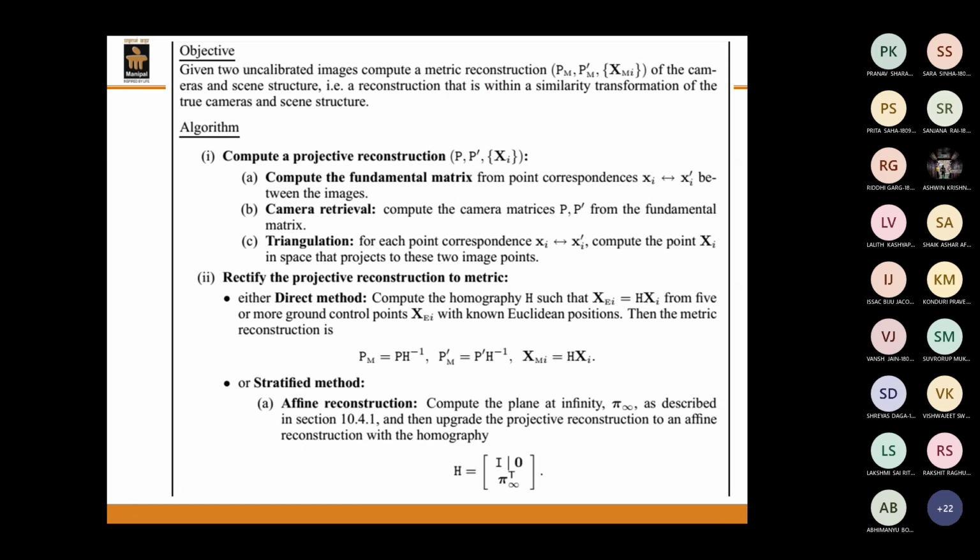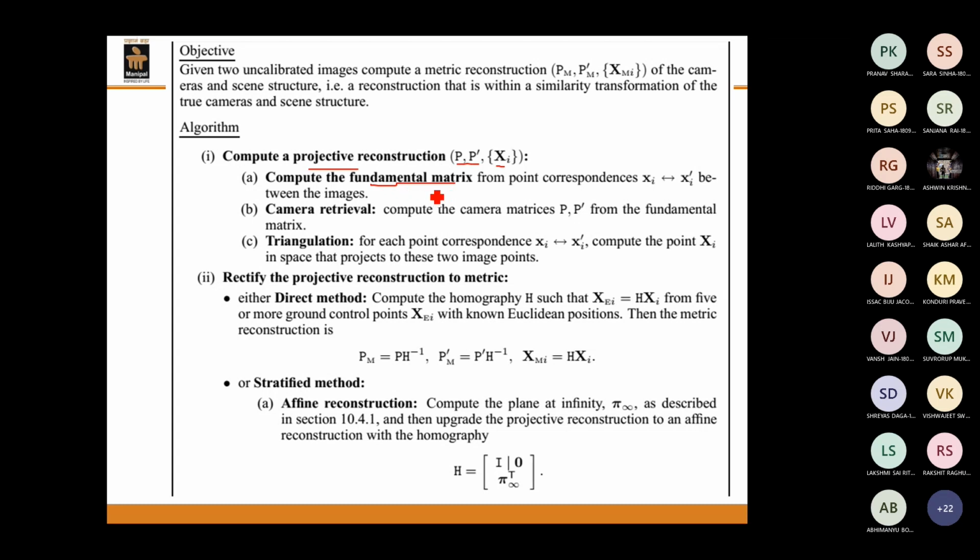Now, this is a brief summary of what we discussed in the previous class. If you want to compute a projective reconstruction, what we do is find the camera parameters P and P dash. We have two cameras, and the camera matrices are given by P and P dash, and Xi are the set of reconstructed points in that 3D scene. The first step is to compute the fundamental matrix, given that the cameras you use are uncalibrated and you do not know the intrinsic parameters of the camera.